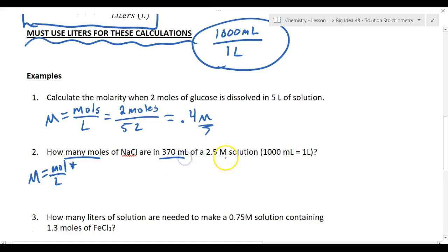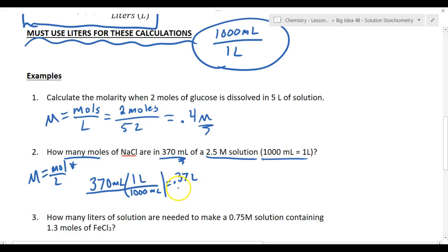We have 370 milliliters. We have a 2.5 molar solution. Look here, we notice we are in milliliters, so we need to convert it. We have 370 milliliters. We know that there are 1,000 milliliters in every 1 liter. So if you go through on that, we have 0.37 liters. Now we have it in liters.